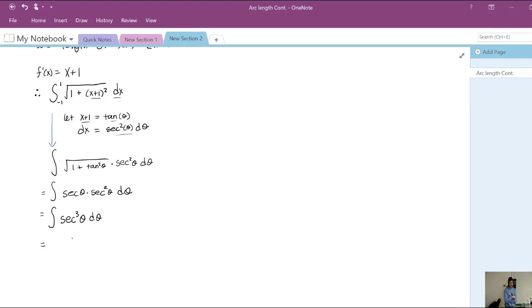Right, how do we split it apart? Take out secant. Okay, and then you add secant squared theta. Yeah. Integration by parts. Well, let's see. So then what would be u and what would be dv?